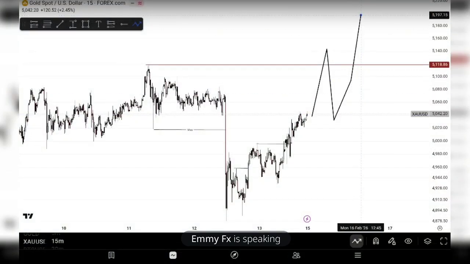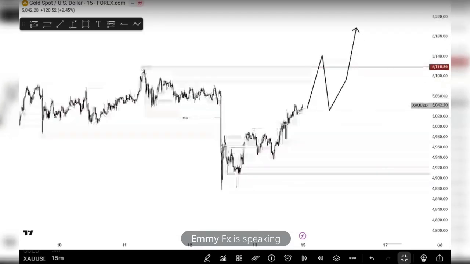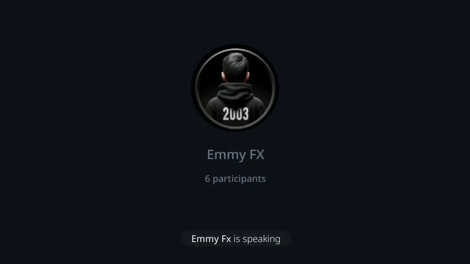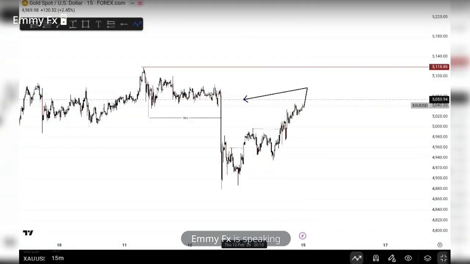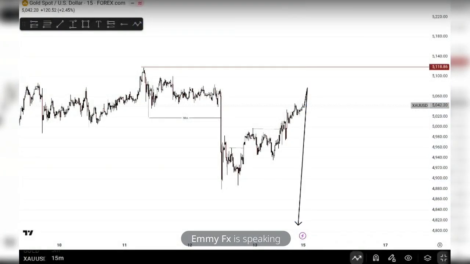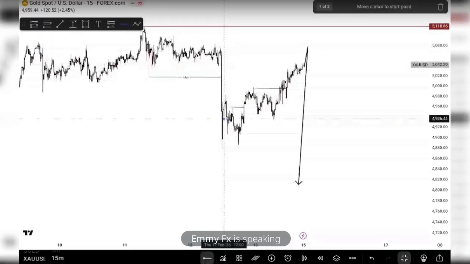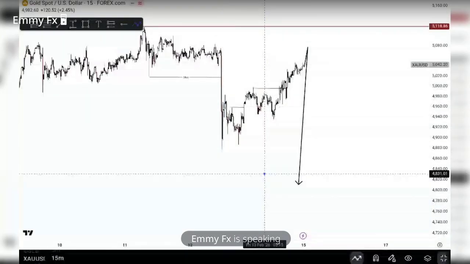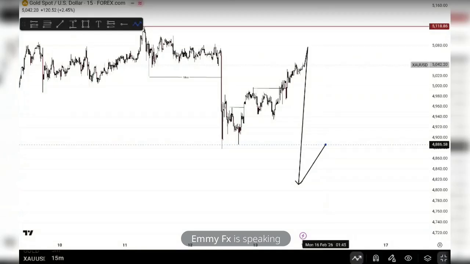And if price does not give us a break of structure, like price reacted from this supply zone which is here and gave us a sell, we look for the recent break of structure, which confirms that we are in a downtrend. We find the order block and move price to the downside.